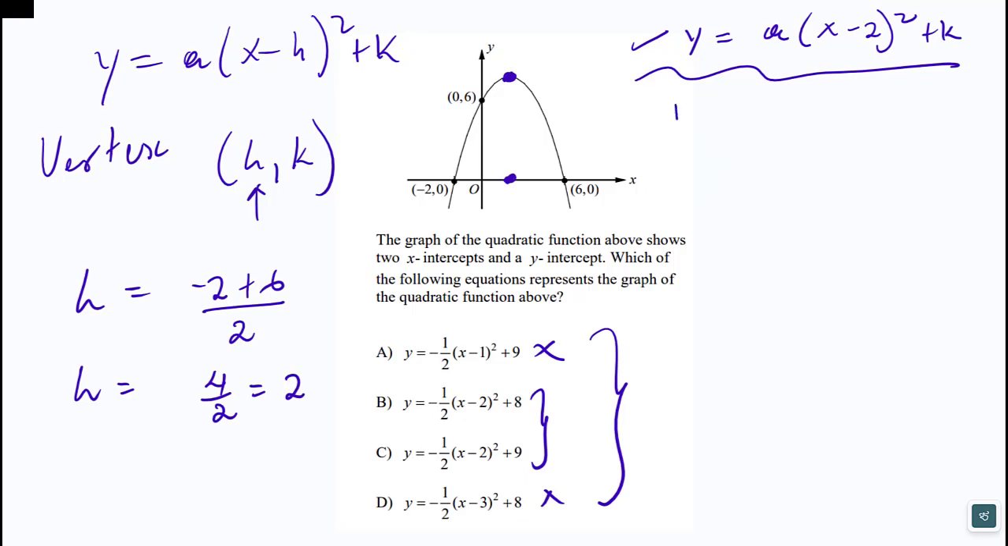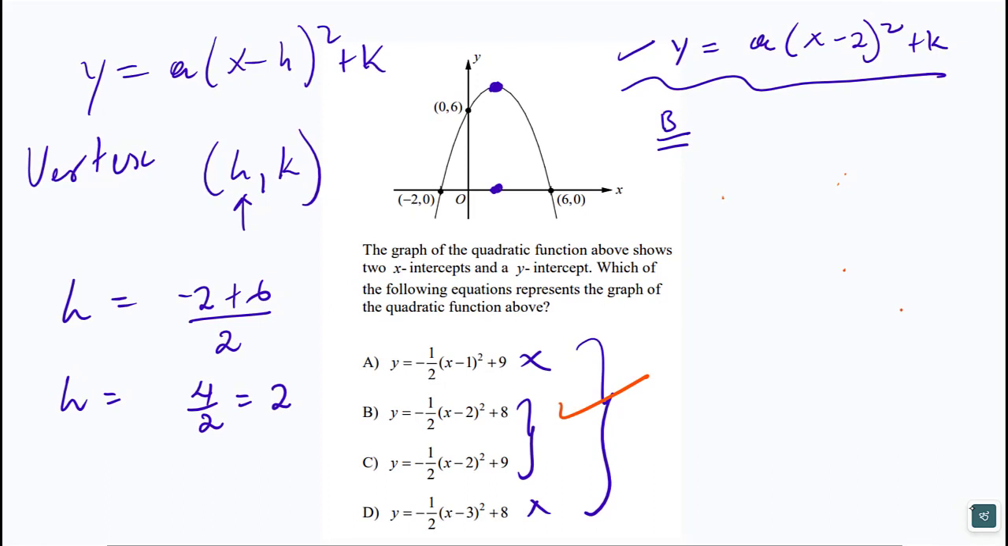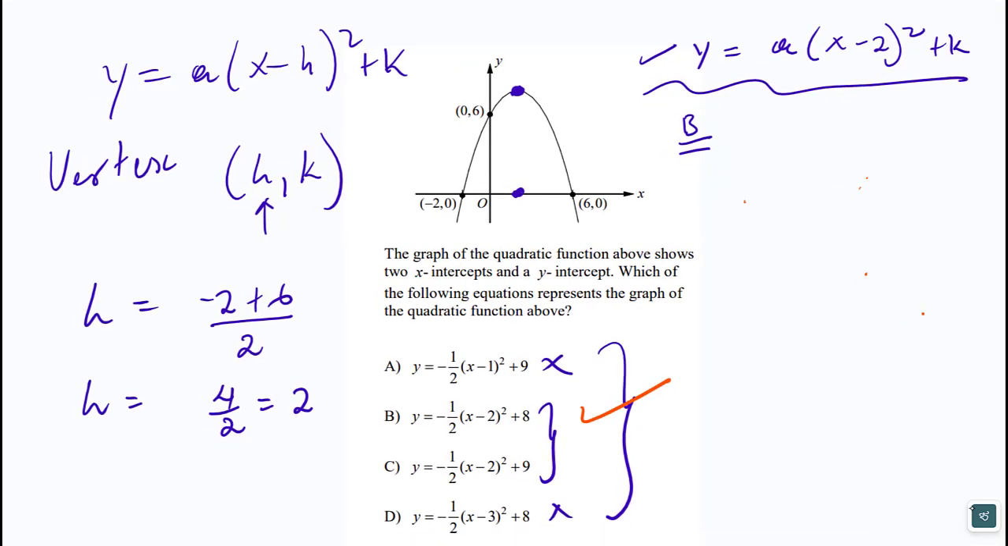So let's do b first. All right, so now we're going to check b and c. Let's do b first, and we're going to do the coordinate (0, 6) because we know that the graph goes through (0, 6) as a point as well. So when I plug in 0 into the function, it must give me 6. So let's check out b. I'm going to start with the right side. We have y equal to -1/2 (x minus 2) squared plus 8. So I'm going to plug 0 in and see if the result gives me 6.